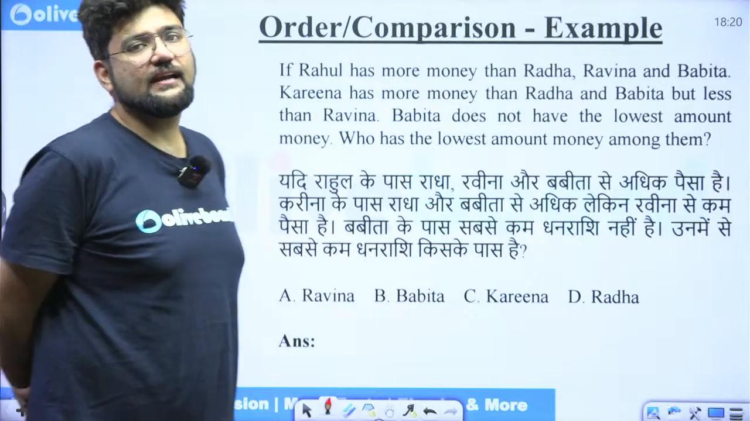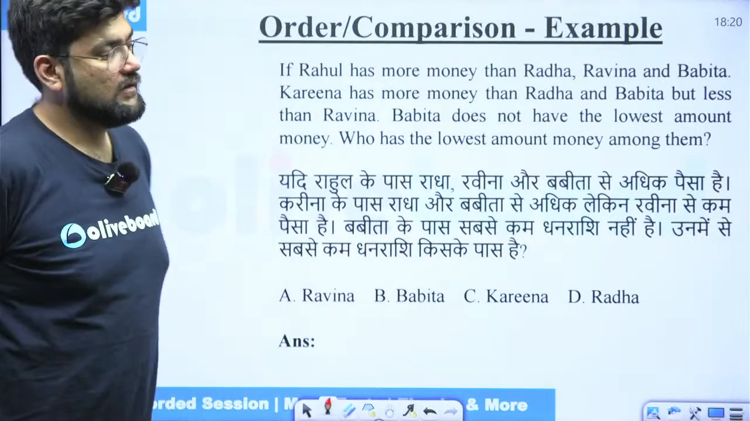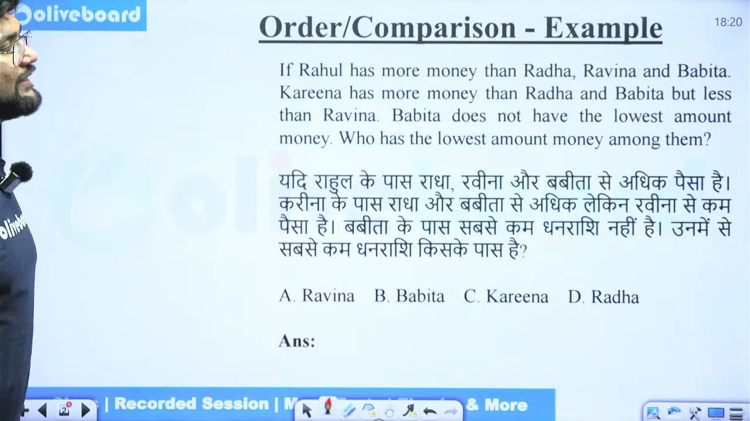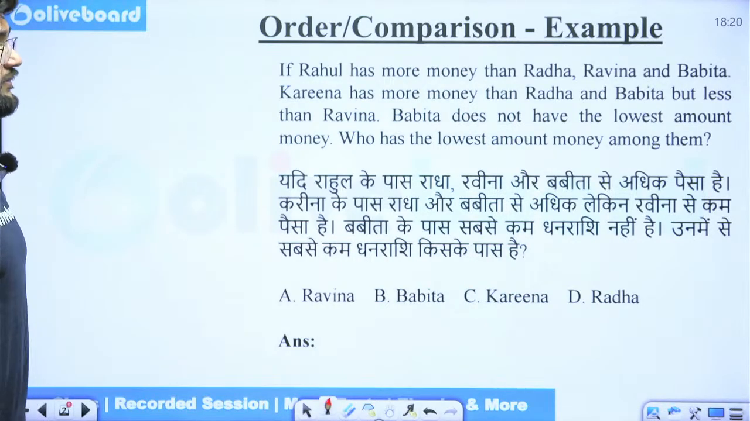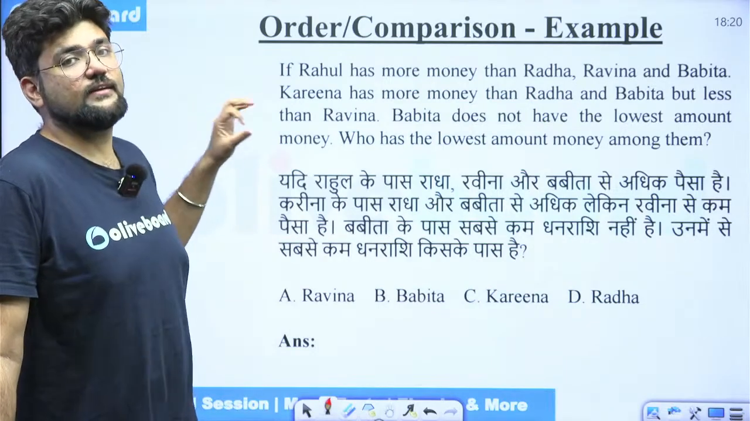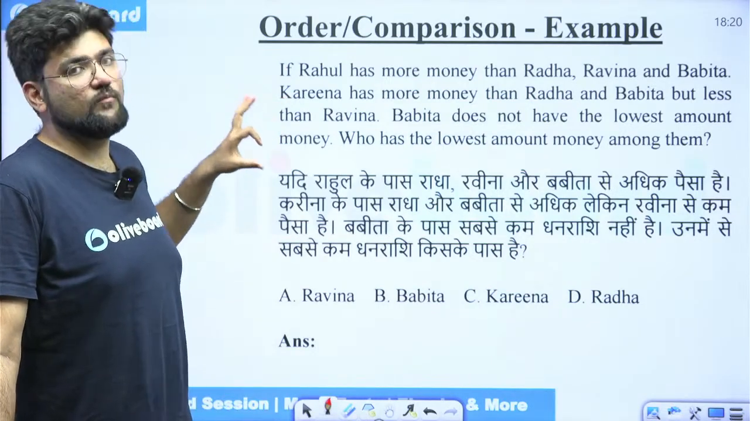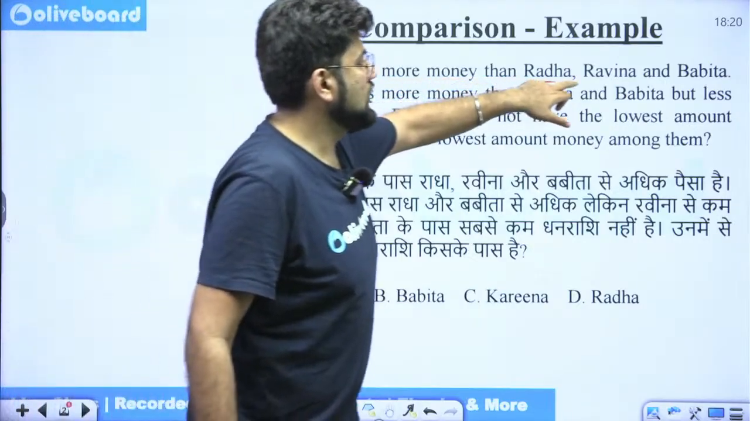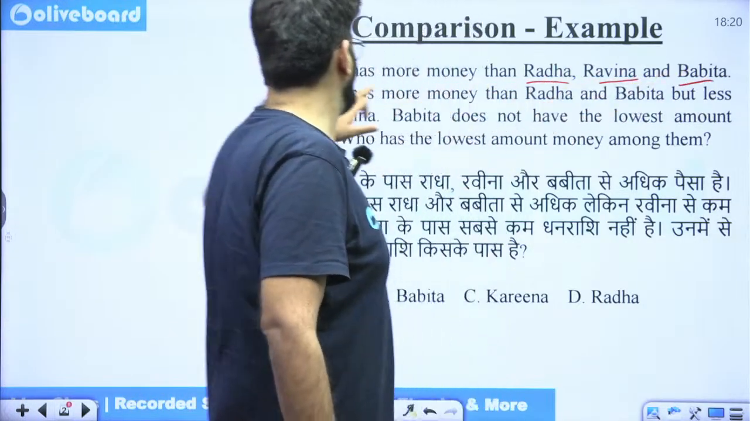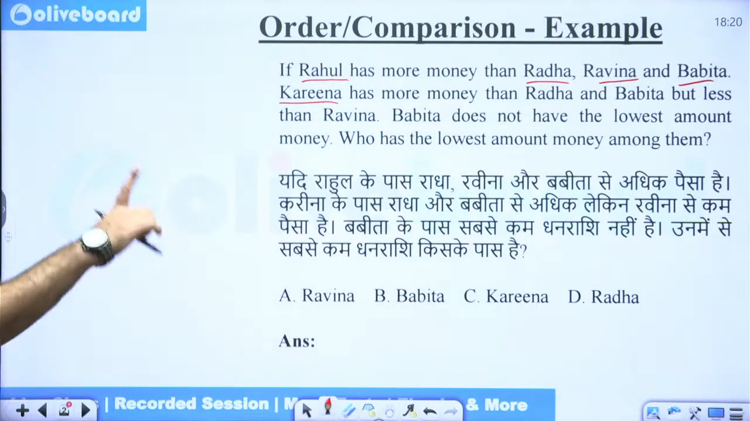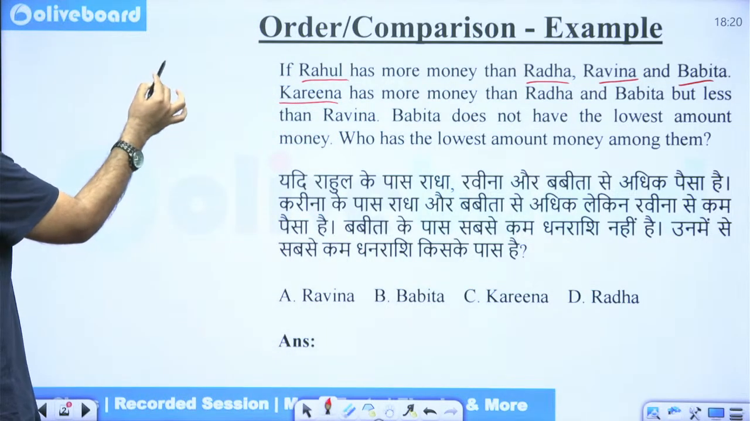So quickly start reading the question. If Rahul has more money than Radha, Karina has more money than Radha and Babita, but less than Ravina. We need to set the scope. Very good, excellent. How will we set the scope? We'll count the number of people, of course. They are talking about Rahul, Ravina, Babita, Karina. Nobody else, everybody else is being repeated. There are 5 people here. Set the scope.